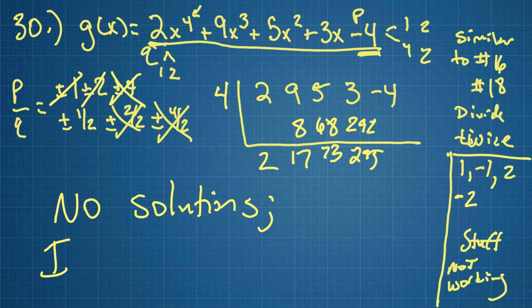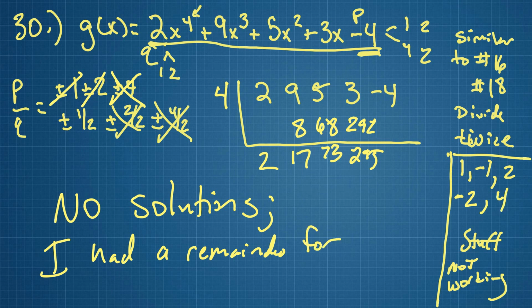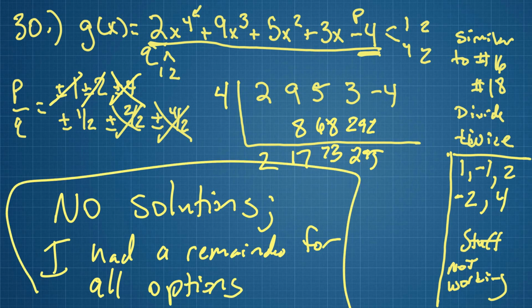I had a remainder for all options. And that's it. Alright, got lucky there. Well, I mean, not necessarily lucky because we had to go through all the division, but there are no more answers. There's no factoring to do.